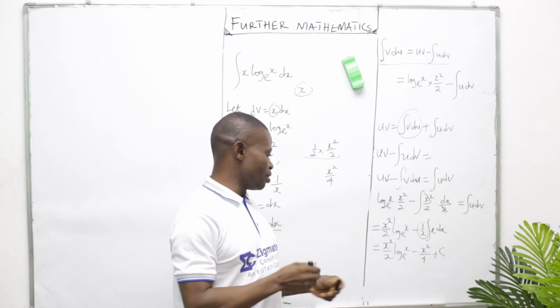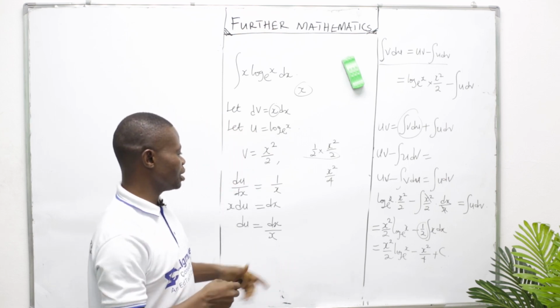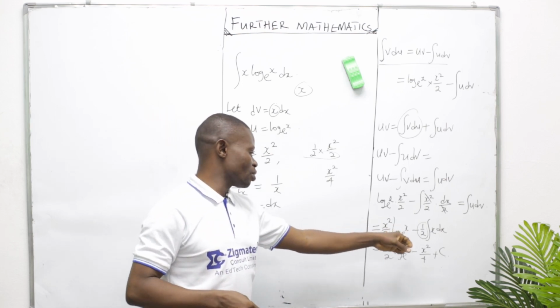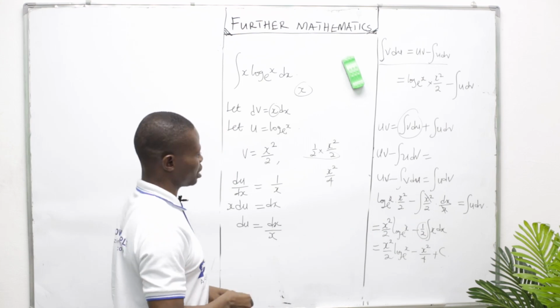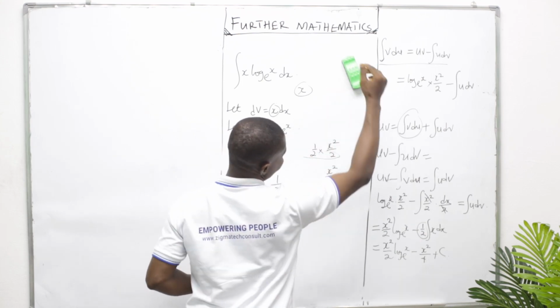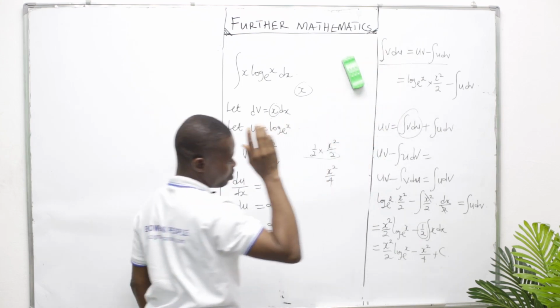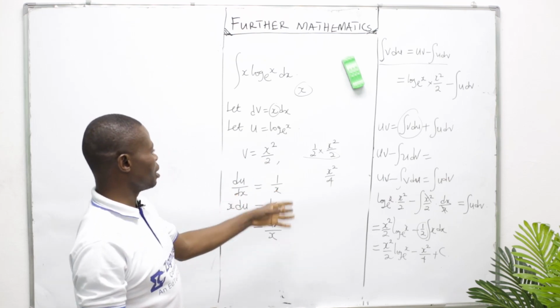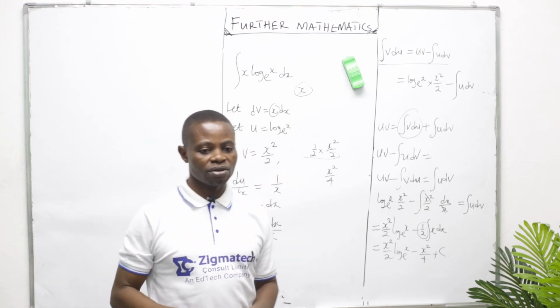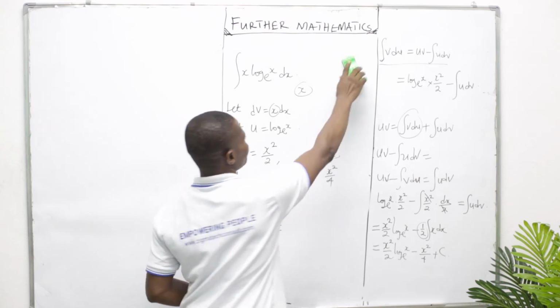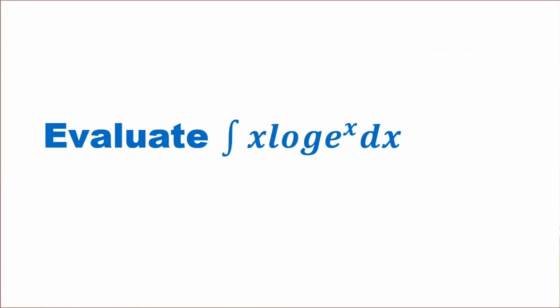x squared all over 2 log x minus x squared all over 4 plus constant. As usual, you introduce the constant because we don't have any range. Whenever you have a range, you now apply upper limit minus lower limit. Look at this: integral of x exponent x, then dx.